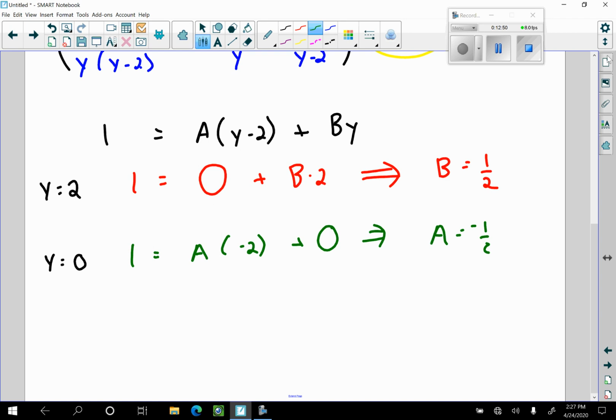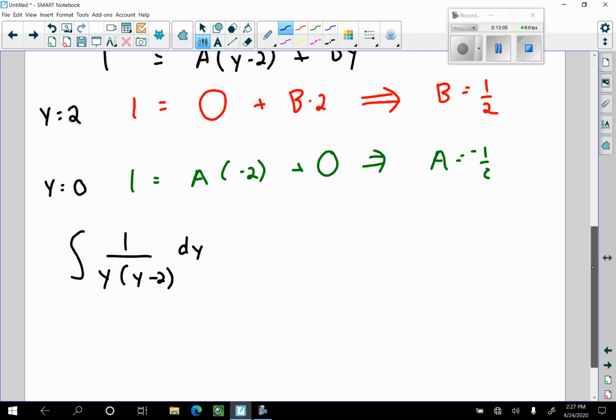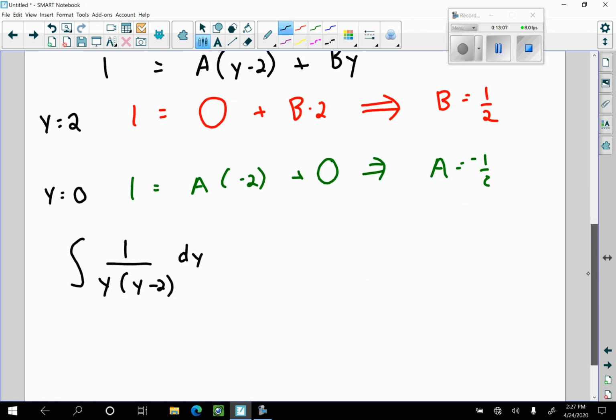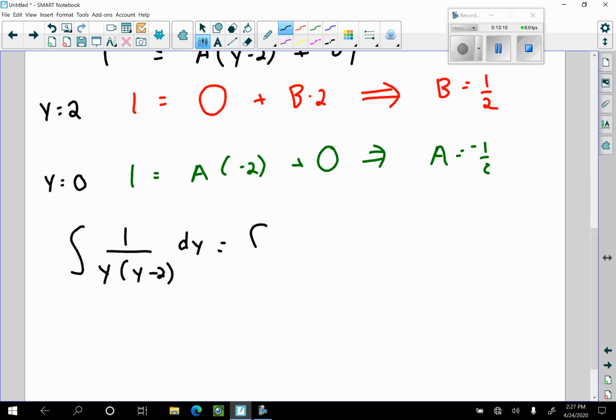So if I go back to my original integration problem, which was 1 over y times y minus 2, and I'll come back to the differential equation in a moment, this is going to equal this. Keep in mind, it's going to be a, which is negative 1/2 times 1 over y, plus 1/2 times 1 over y minus 2. And keep in mind it's dy.